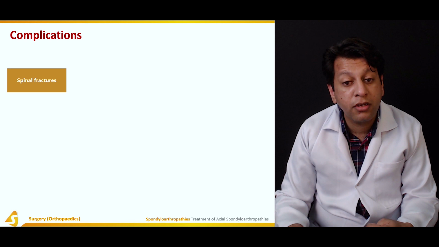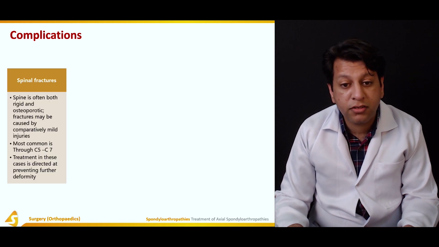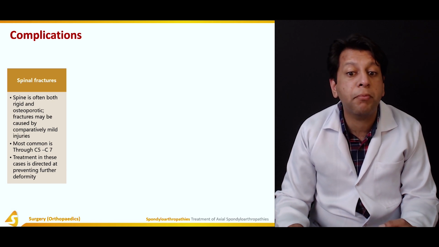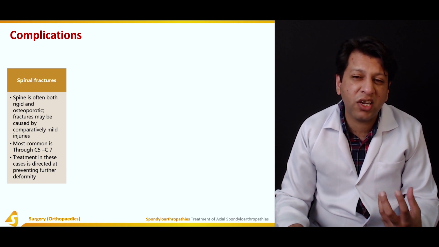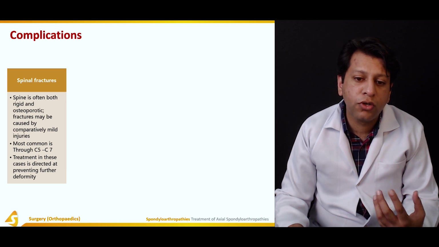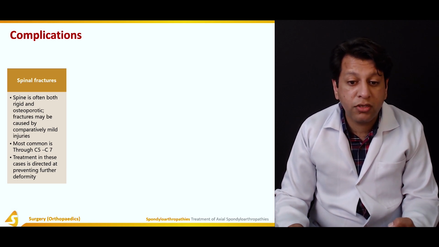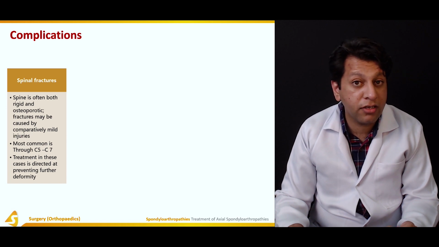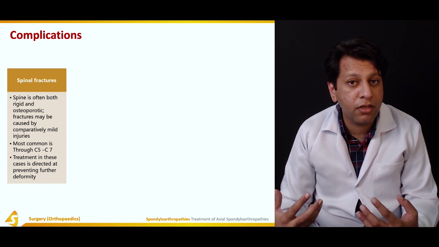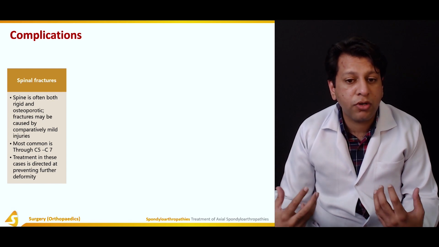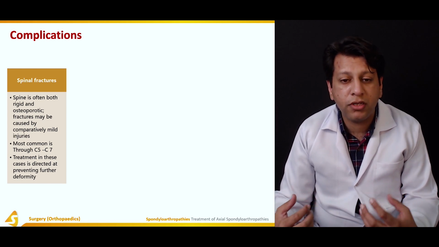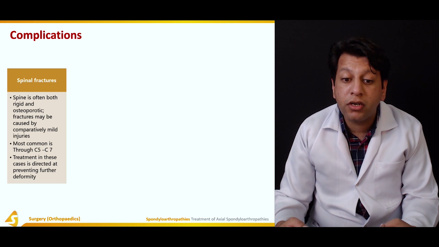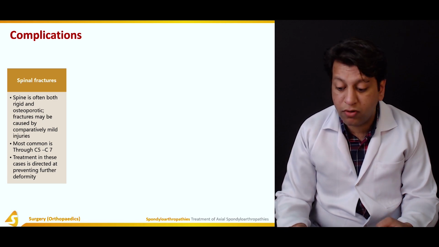Coming to the complications, the complications include spinal fractures. The spine is often both rigid and osteoporotic, and fractures may be caused by comparatively mild injuries. The reason is that a patient with a rigid spine is more prone to spinal fractures. Most common is through C5 and C7, which is highly dangerous because that is where the brachial plexus is, and it can be a very problematic situation where you have a whole quadriplegia which can occur in the patient. Treatment in these cases is directed at preventing further deformity.